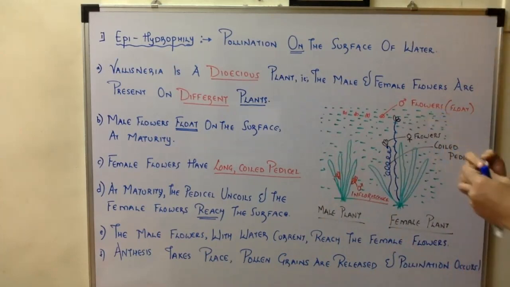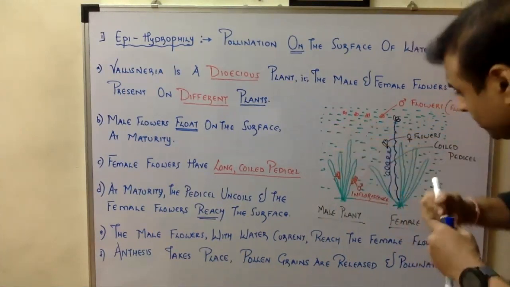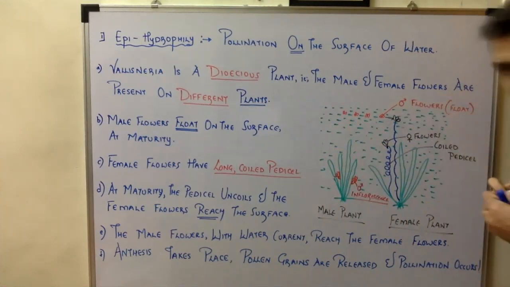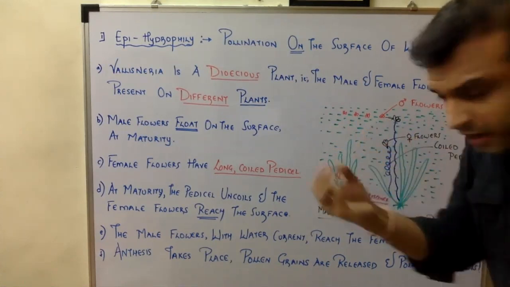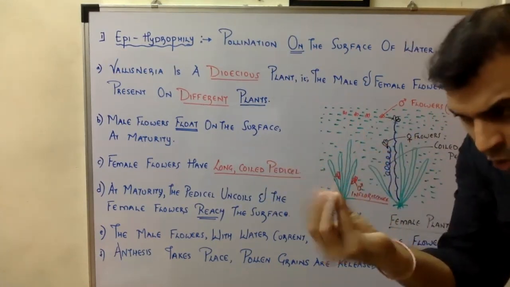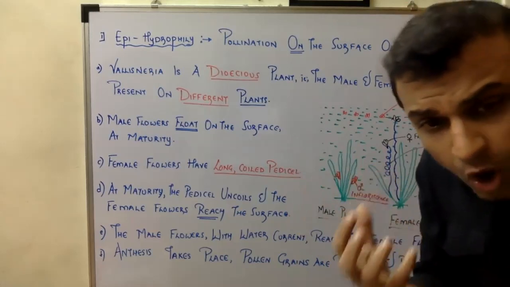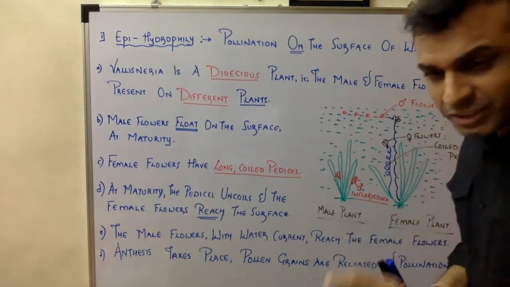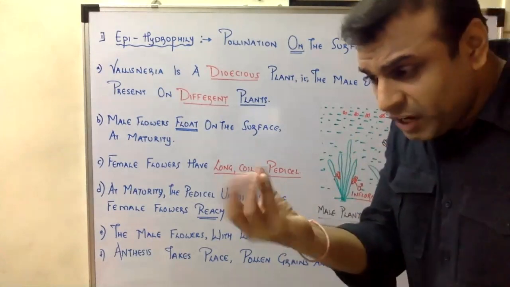ओके, अभी क्या होता है, ड्यू टू वाटर करंट्स, ये जो मेल फ्लावर है ये पहुंचेगा फीमेल तक. अभी जैसे ही वो फीमेल तक पहुंचेगा, कौन? मेल फ्लावर. ओके, ये मेल फ्लावर ओपन होगा, राइट, फॉर रिलीजिंग पोलन ग्रेन्स. नाउ वी कॉल दिस पर्टिकुलर प्रोसेस एज एंथेसिस. एंथो का मतलब है फ्लावर और एंथेसिस का मतलब है ओपनिंग ऑफ फ्लावर.